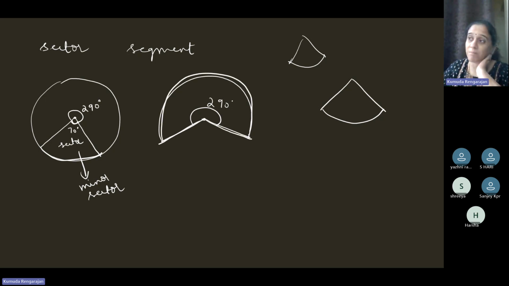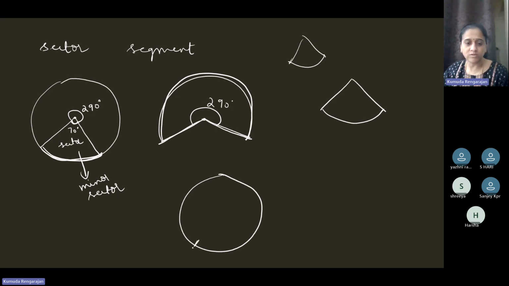Now this arc is called the major arc. And this arc here is called the minor arc. The arc attached to the minor sector is the minor arc. The arc attached to the major sector is the major arc. And what are arcs? They're a part of the circumference of the circle. This is a circle, right? So from here to here is the minor arc. It's a part of the circumference of the circle. The rest of it is the major arc.